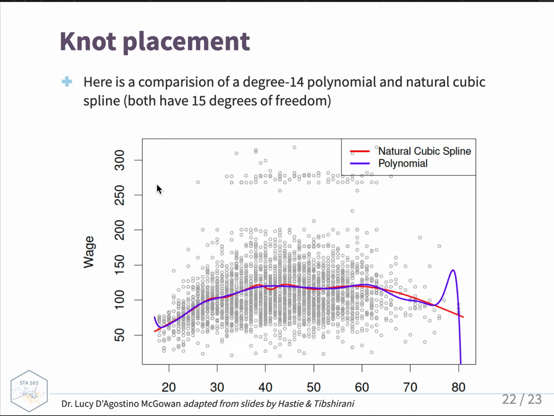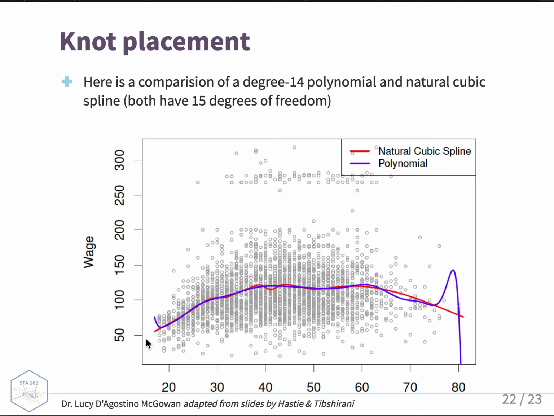And so here's a comparison of a degree 14 polynomial and a natural cubic spline, both of which have 15 degrees of freedom. But if you notice the natural cubic spline in red, basically those degrees of freedom can be used to account for a little bit of wiggle in the data, but they're not being overly emphasized in the tails because it has this nice constraint that it's linear in the tails.